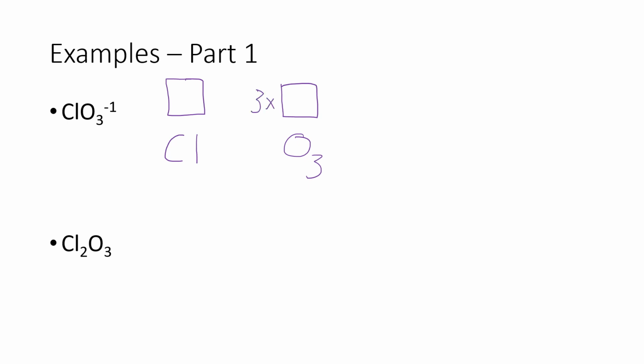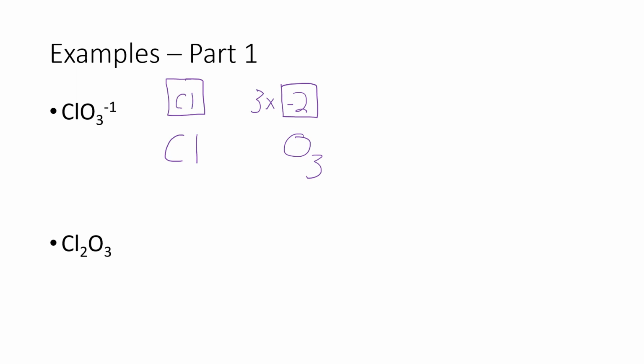Now for the oxidation numbers, oxygen in a compound has an oxidation state of -2. Chlorine, well, we don't have a rule for that one, so that's actually what we're going to try to find. So I'm just going to leave our unknown as Cl.